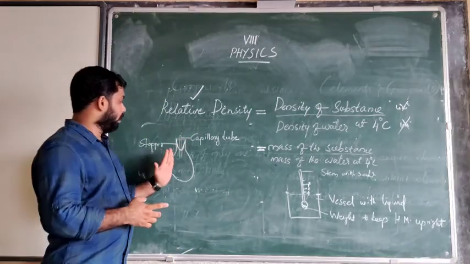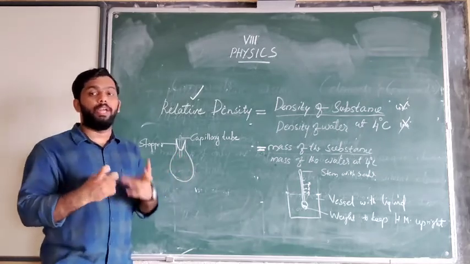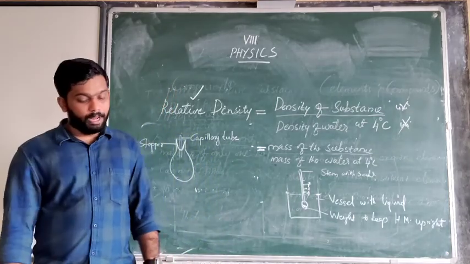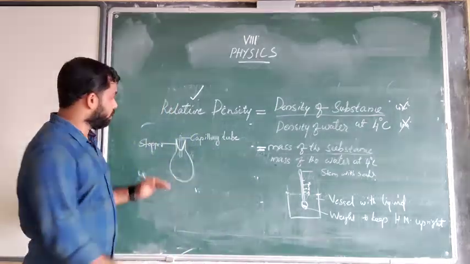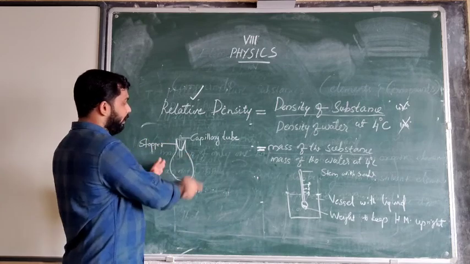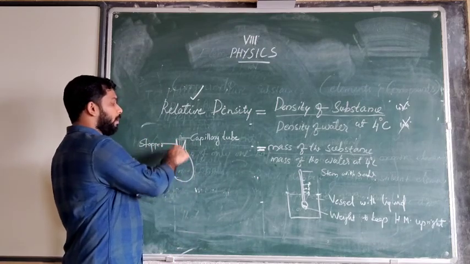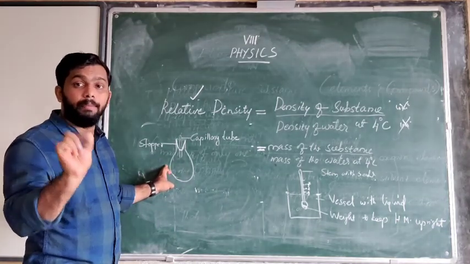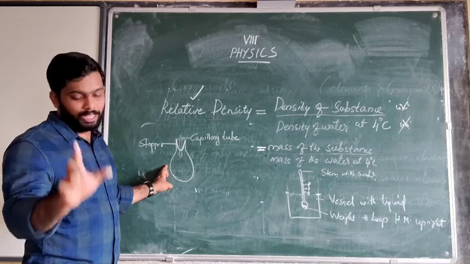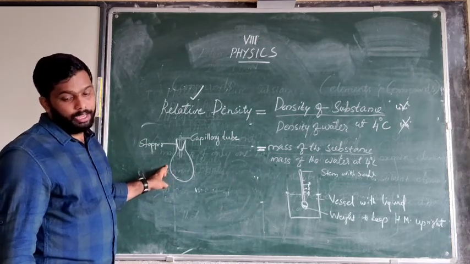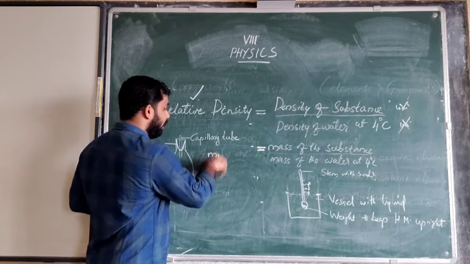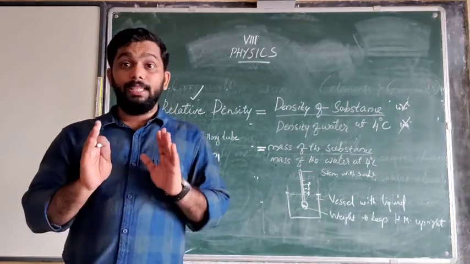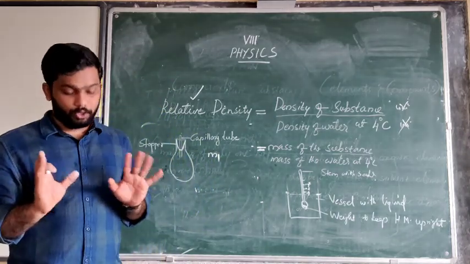First we take the relative density bottle, wash it very well and dry it. Second, insert the stopper and find the mass using the balance. That means we take an empty density bottle, put the stopper on, and take the mass of the empty density bottle with the physical balance, and let it be M1. So what is M1? M1 is the mass of the empty relative density bottle with stopper.